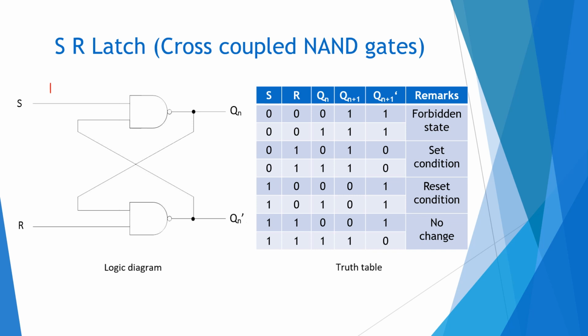Suppose this is 1, this is 1. Earlier we had taken Qn equal to 0. This time we will take Qn equal to 1. This has 0, so this 1 will come here. 1 1 is 0, and this is 0 here. 0 and 1 is 1. So there is no change in the state. So when S and R are equal to 1, there is no change in the value of the SR latch.